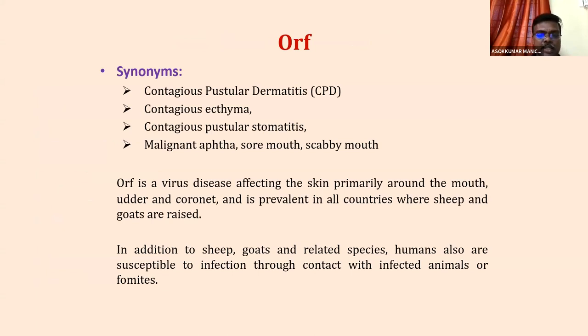We can see these incidents as well as the prevalence of the disease in almost every country. But the impact may vary with respect to the climatic condition, or the endemic status may vary with the country. In addition to sheep, goats and related species, this virus has the potential to infect human beings also. Humans are very much susceptible to infection through contact with infected animals or fomites. That's the reason whenever we treat those animals, we have to wear gloves to protect ourselves from contracting the virus.